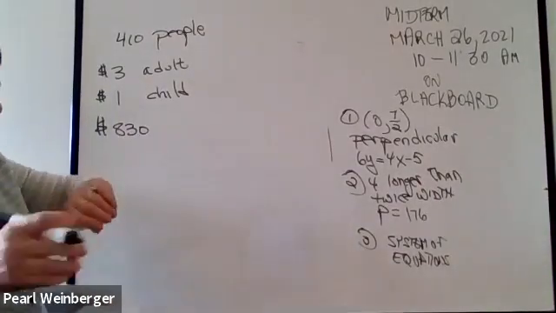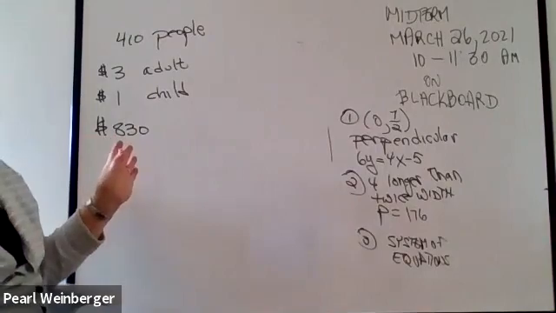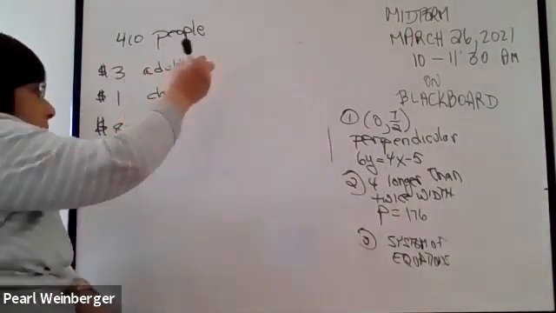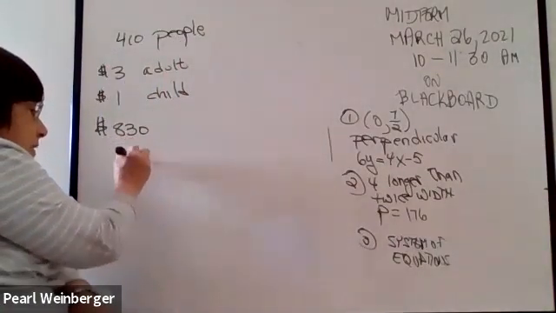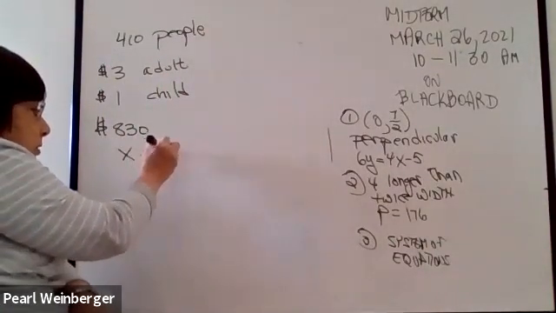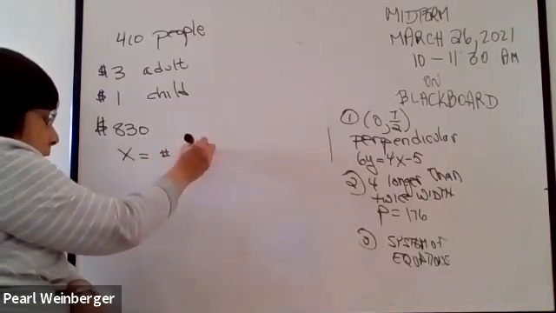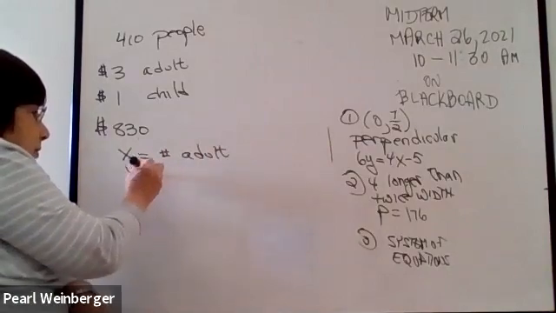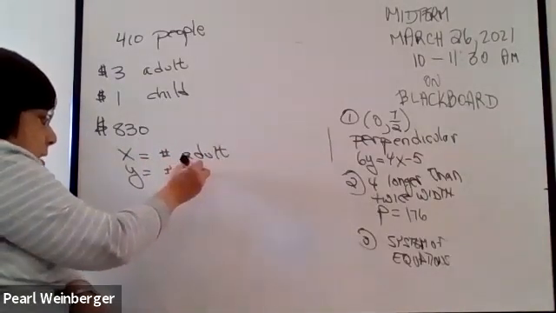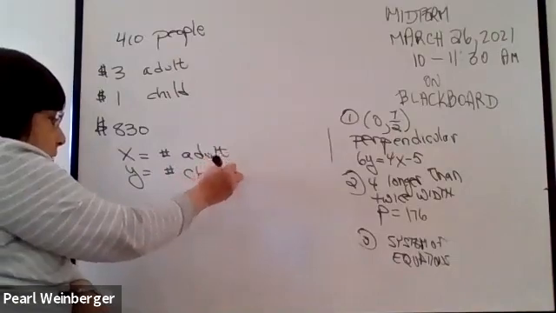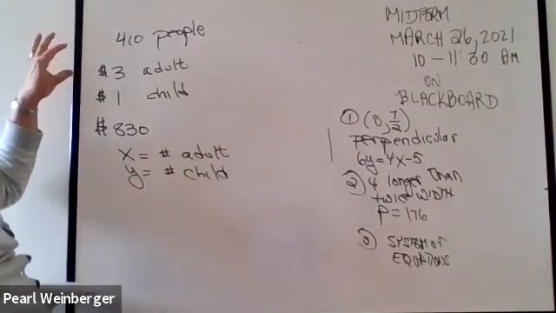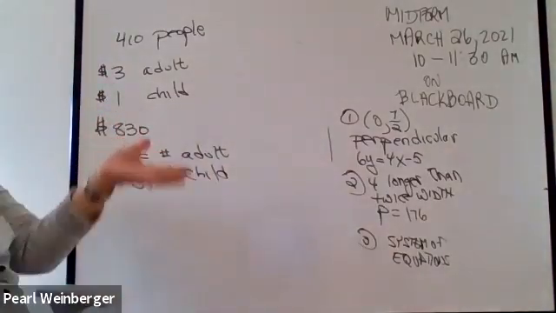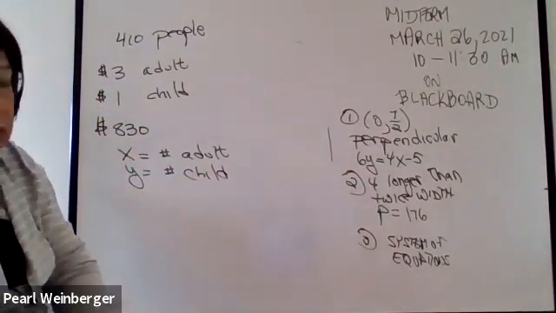Okay, so I'm not going to give you time to work it out because I don't think we have time in class. Let's make a legend. Let's set X equal to the number of adult tickets. And let us call Y the number of children's tickets. But if you wanted to, you could call A the number of adult tickets and C the number of children's tickets. You can use whatever letters you want to use.